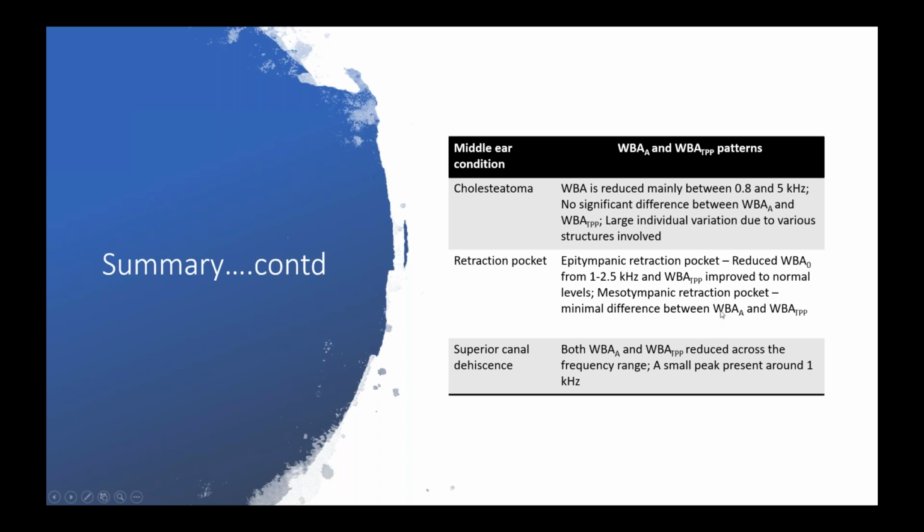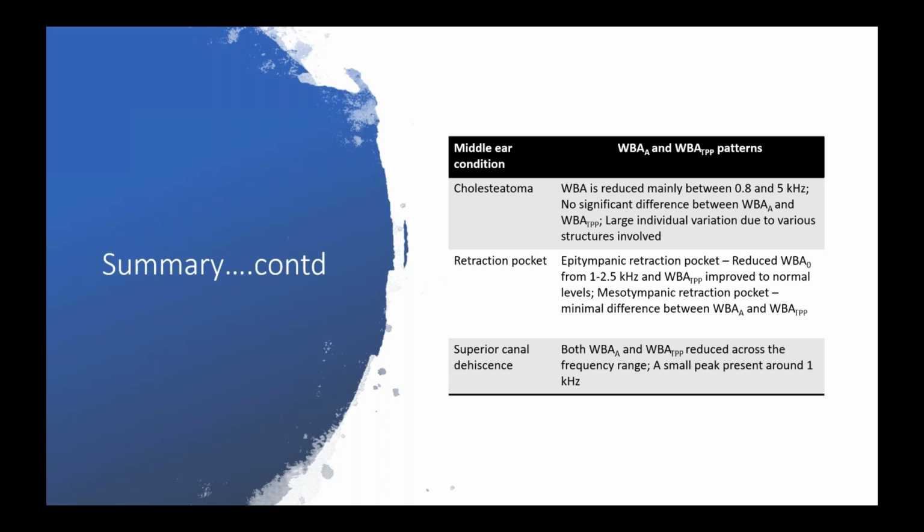The retraction pocket is a condition which is a precursor to cholesteatoma. There's retraction of part of the tympanic membrane towards the middle ear, and it can collect some debris and then form a mass. So the retraction pocket is the very early stage of cholesteatoma. In the case of an epitympanic retraction pocket, you can see an improvement under TPP condition, whereas in a mesotympanic retraction pocket, you don't see much of a difference.